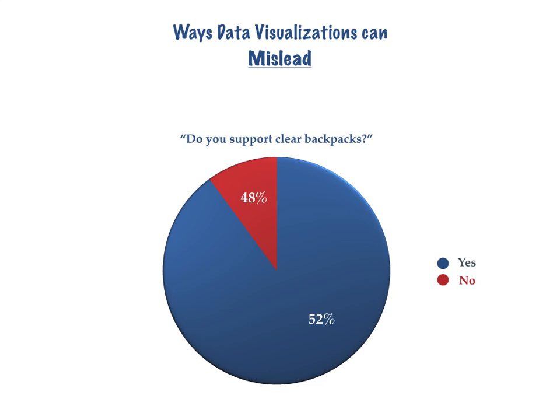Right? And guys, just a quick disclaimer, none of this data is real. I don't know how many people actually support or don't support clear backpacks or what the mortgage rates were in 2011, but nevertheless, my point still stands. This pie chart is another example of how a person can be duped into believing a falsehood because they looked at the visualization without actually looking at the data.